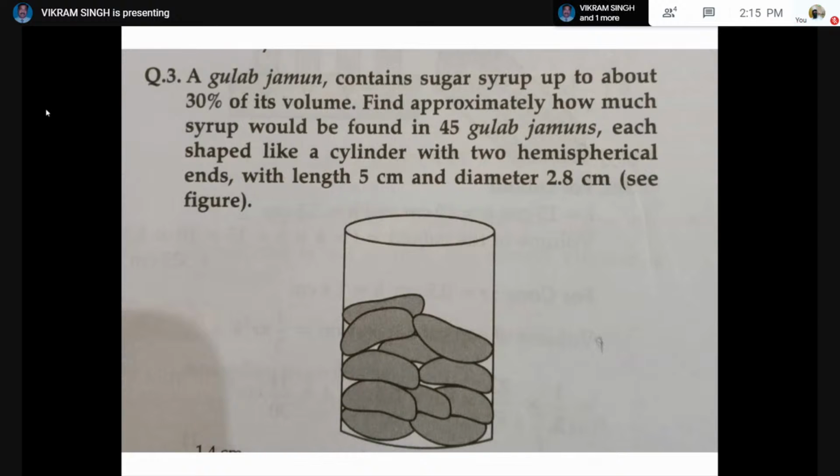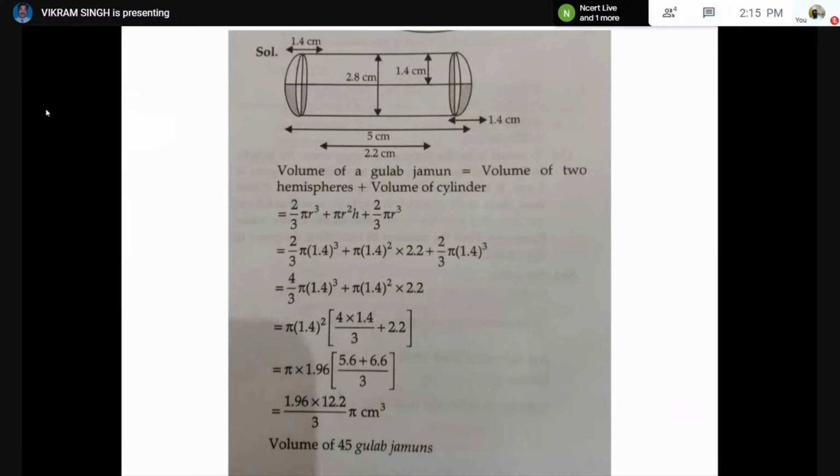It means we are very concerned with 2 types of solids in this question, cylinder as well as the hemispheres. The dimensions are given, and the quantity of the gulab jamun is also given, and the volume of the syrup is also given in its percentage. So we have to find the approximate syrup in the volume form. Now let us see its solution.